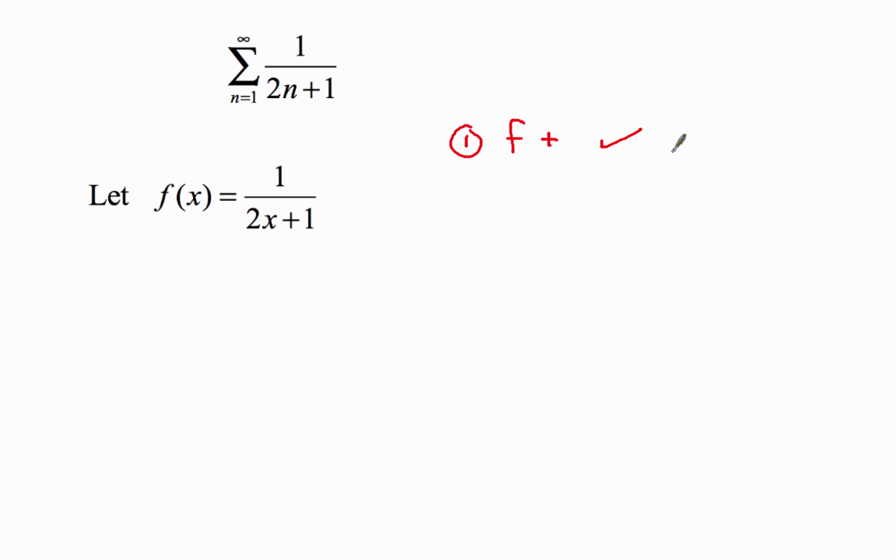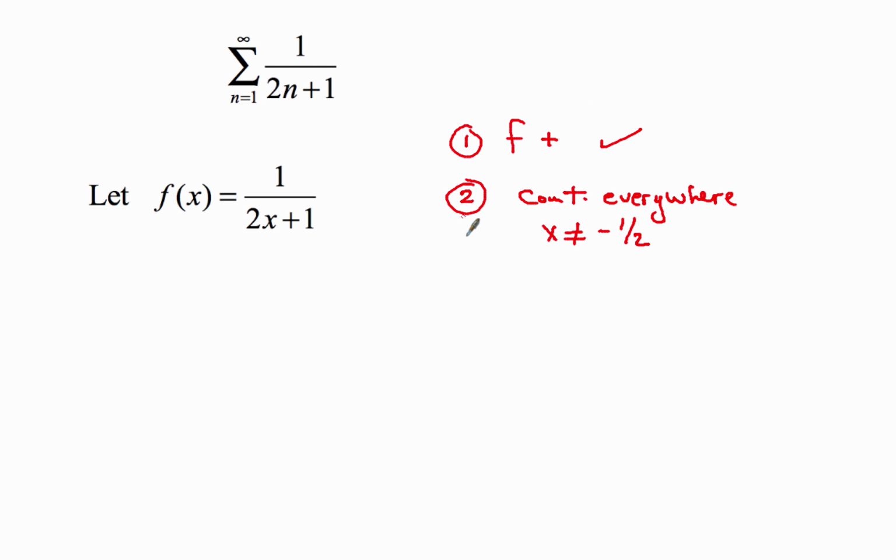Now the second thing that you want to check is the continuity. So is this function continuous? Well, it's continuous everywhere. I'm just going to abbreviate that CONT, except at one particular value. And that one particular value is x equals -1/2. So you can't have x equal to -1/2. Otherwise, our function is continuous.